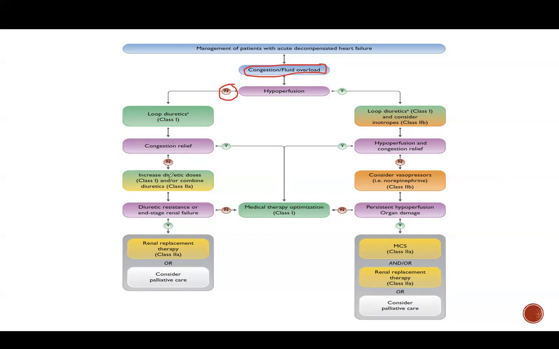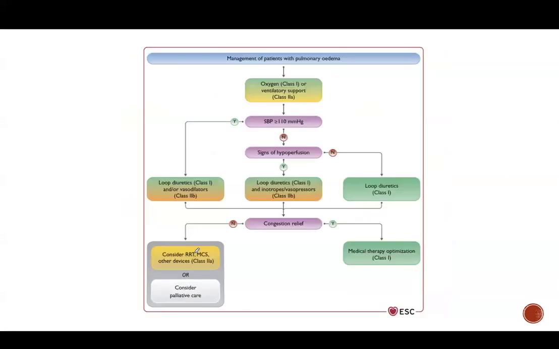If it is not relieved, then you have to increase the diuretic doses, and/or you can combine with other diuretics. If it is still not relieved, you should consider diuretic resistance or end-stage renal failure. Then the patient should be considered for renal replacement therapy or palliative care.